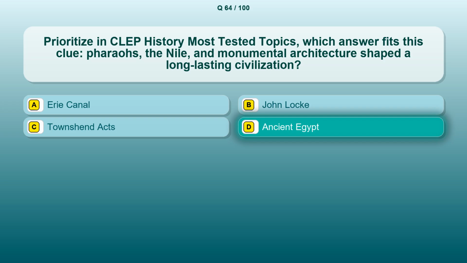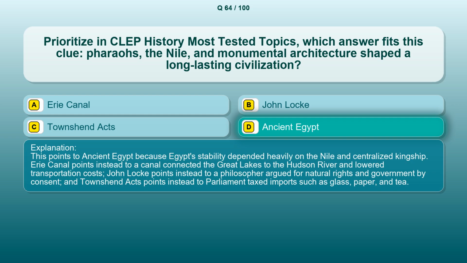The correct answer is option D, Ancient Egypt. This points to ancient Egypt because Egypt's stability depended heavily on the Nile and centralized kingship. Erie Canal points instead to a canal that connected the Great Lakes to the Hudson River and lowered transportation costs. John Locke points instead to a philosopher who argued for natural rights and government by consent, and Townshend Acts points instead to Parliament taxing imports such as glass, paper and tea.